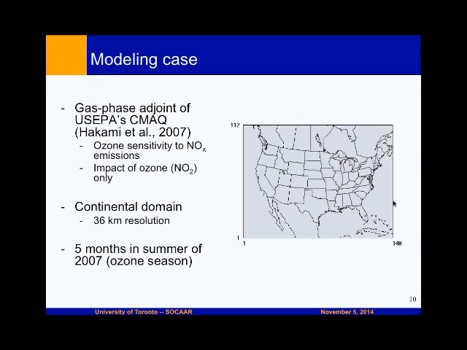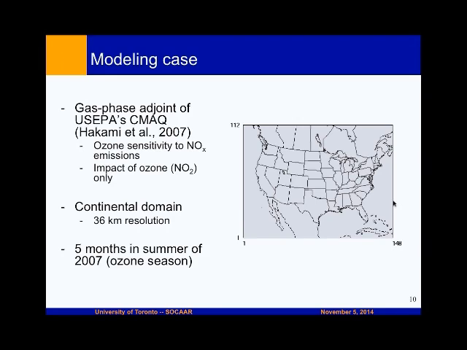This is done with the adjoint of the US EPA CMAQ model, which I developed a few years back, and it's only for gas phase, so I'm only looking at ozone and NO2 in Canada, because in Canada, NO2 is considered a mortality agent, not so in the US. So when you're defining a cost function over the US, I don't consider NO2, but in Canada I do. So I don't consider PM.